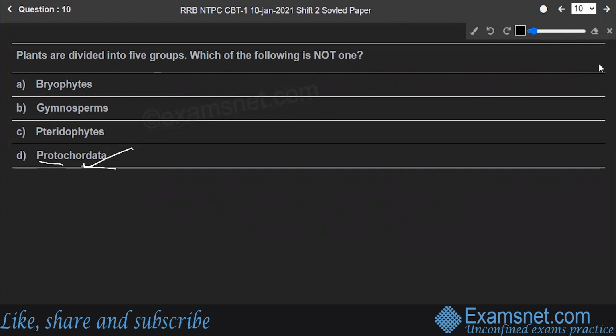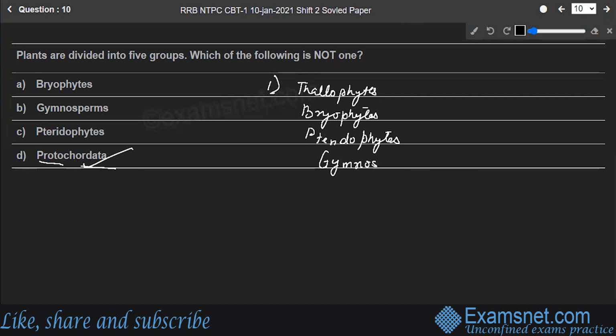So plants are divided into 5 groups. Let's name those groups. First one, thallophytes, then bryophytes, pteridophytes, gymnosperms, angiosperms. So, of course, protochordata is not one, and our answer to the question is option D.